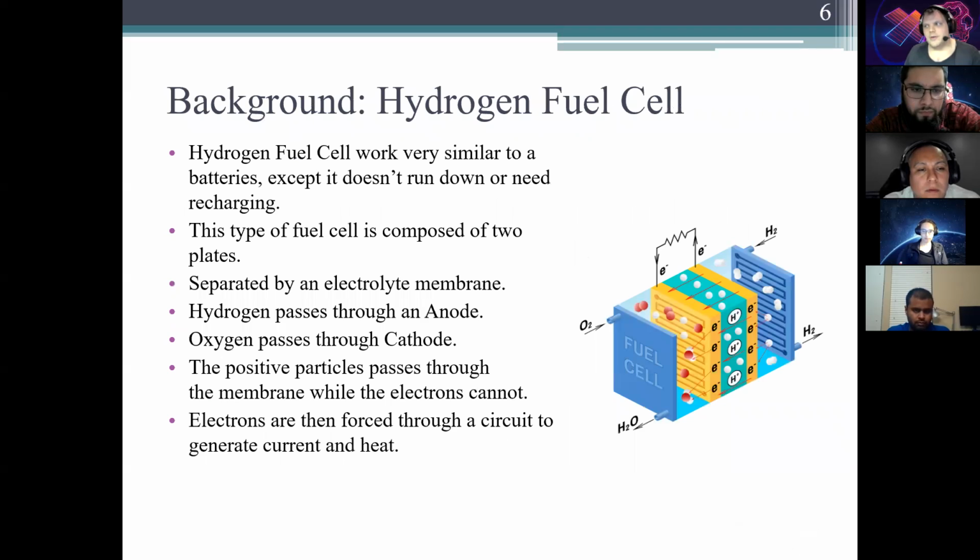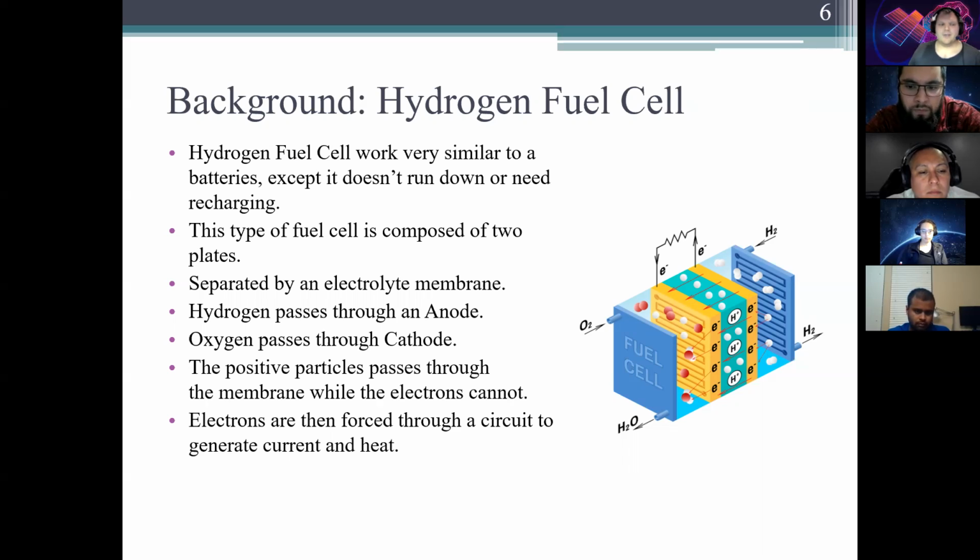Now let's give a little background on the hydrogen fuel cell. A hydrogen fuel cell works very similar to a battery, except it doesn't run down or need recharging. It is also composed of 2 plates, 1 anode and 1 cathode. Those plates are then separated by an electrolyte membrane.